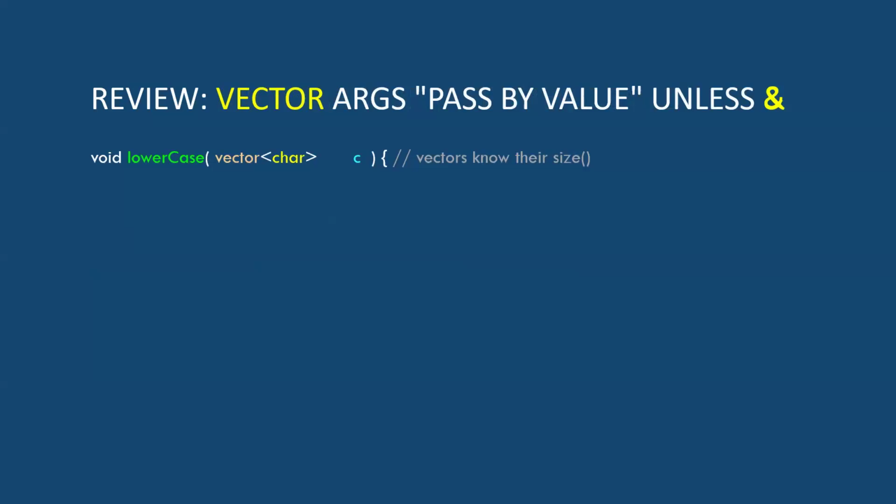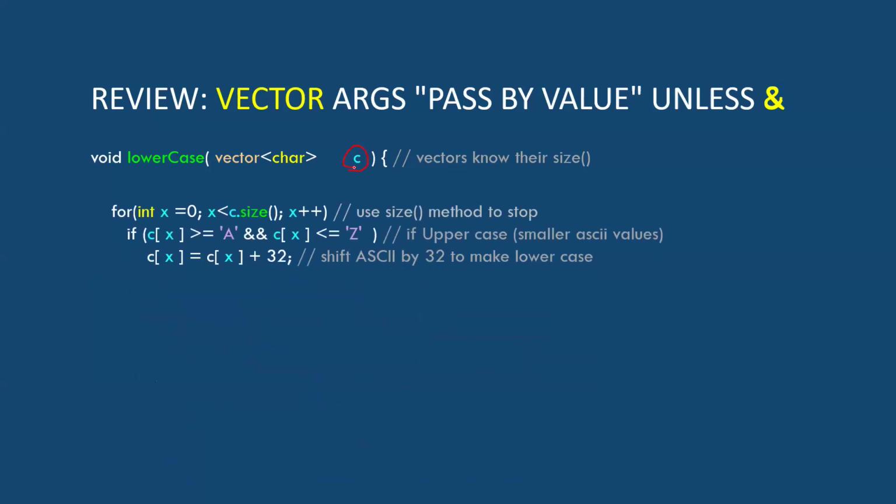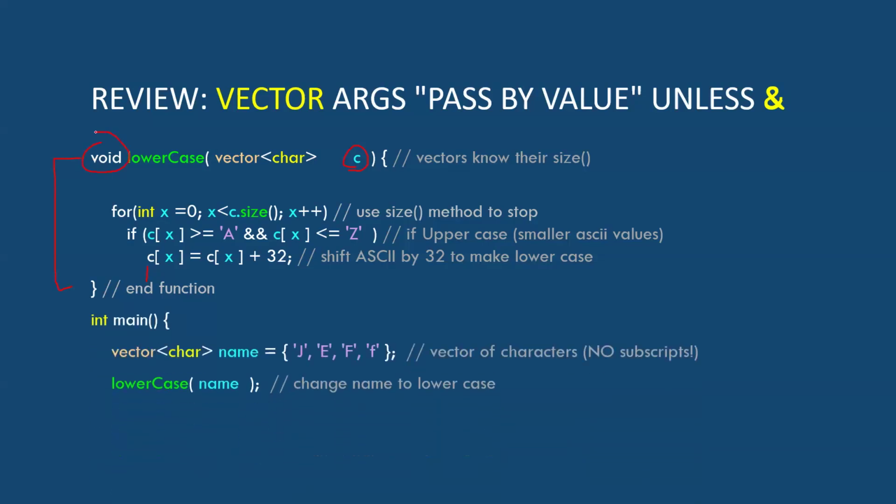Now, we said that vectors, as compared to arrays, are passed by value. So what we mean by that is, this is a copy of whatever got sent in by main. So if we try to change this, we're just changing a local copy inside of this function. Notice we got a void function here. We're not returning anything. So in main, if I do this, it's not going to change the name in main. It'll change C in here, but there's no way for that to get back into main if it's a vector. That's just how vectors work. We pass it in here and it becomes a copy.